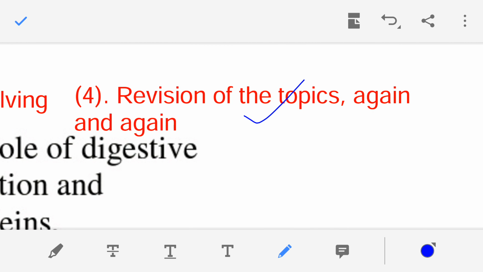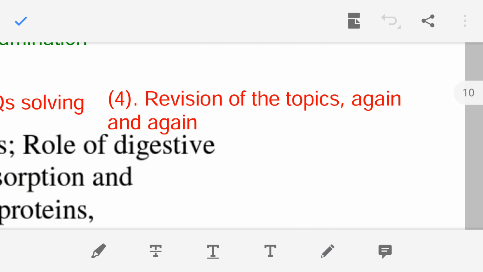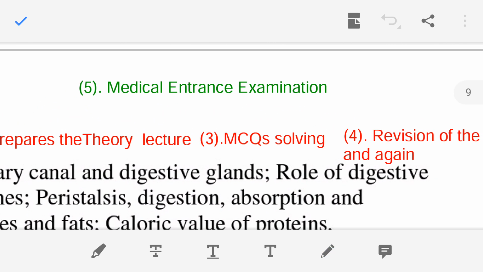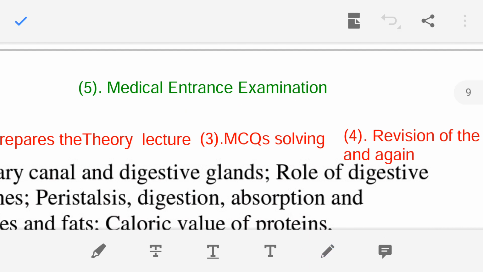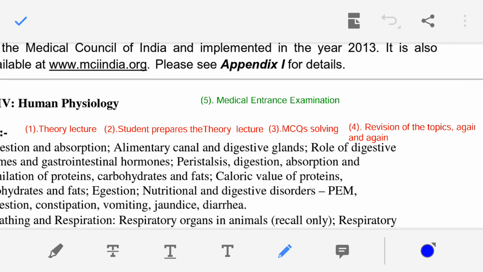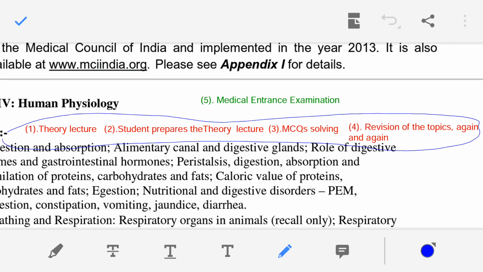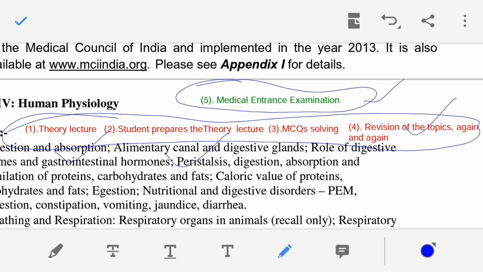Who is going to revise? You are going to revise. How many times? Again and again, until your exam. Now, for points number 1 to 4, I have used the red color. And for point number 5, I have used the green color. You can understand why I have used the red color over here and why I have used the green color.